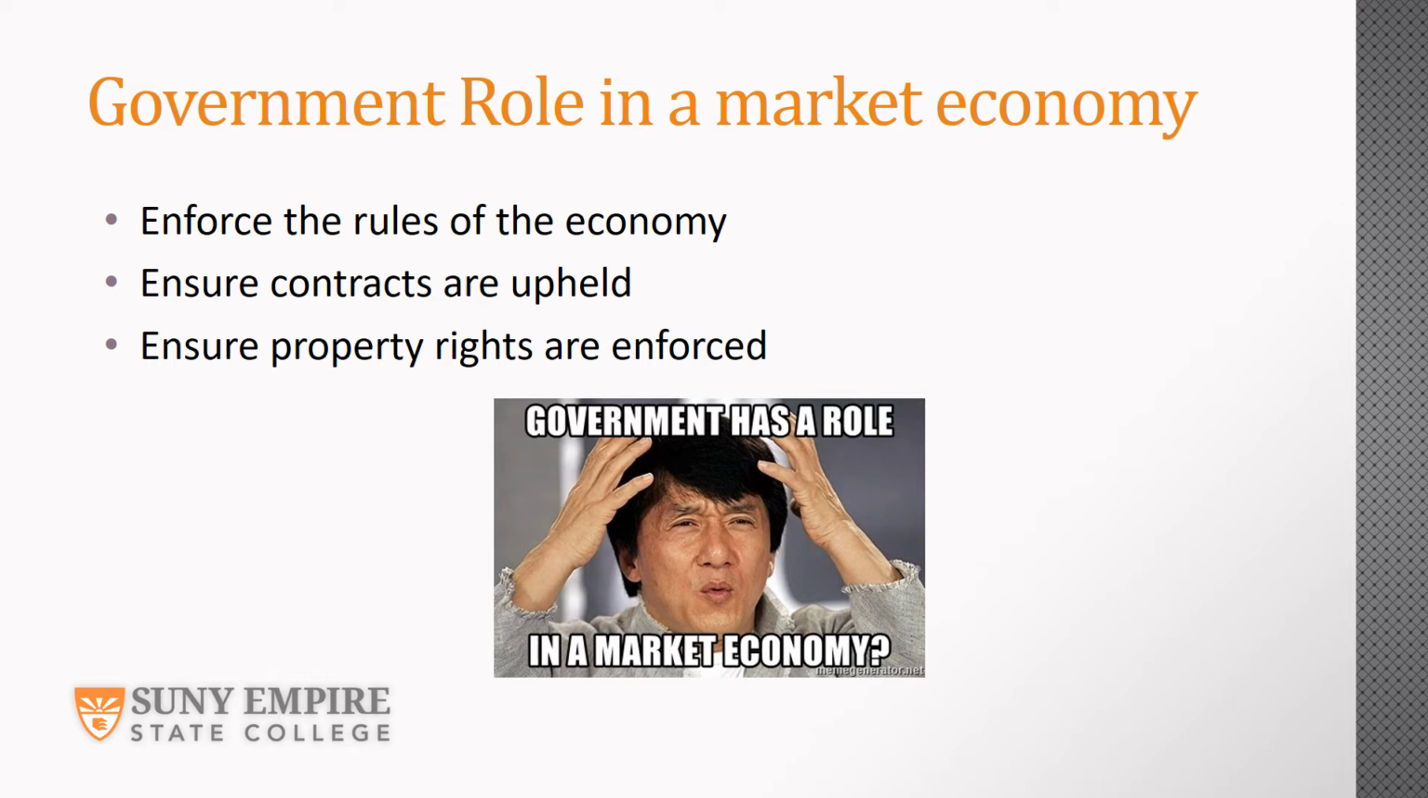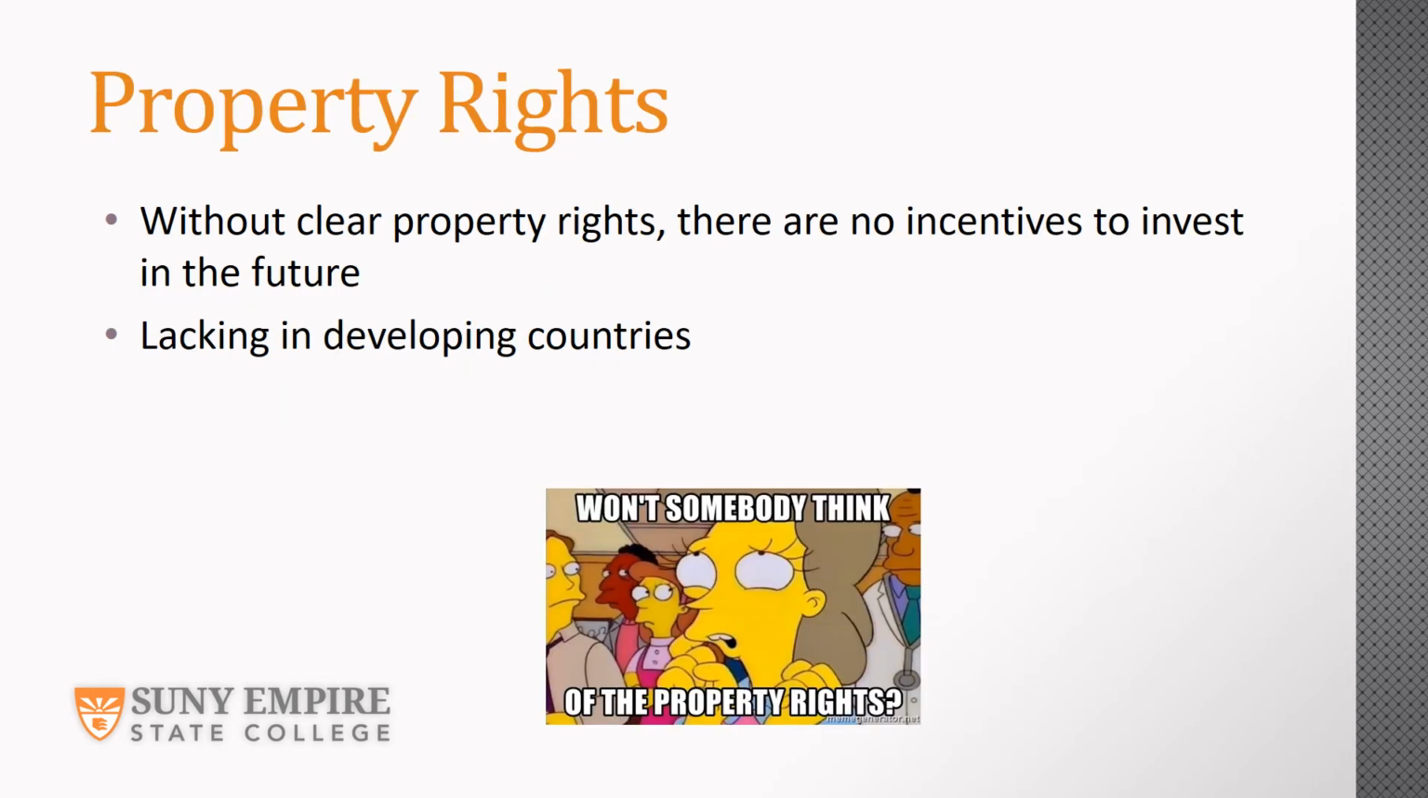But what are the roles of the government in a market economy? First, they enforce the rules of the economy. They also ensure that contracts are upheld. Finally, governments ensure that property rights are enforced. Okay, the first two make sense. But what is this about property rights? Who actually owns the tract of land?